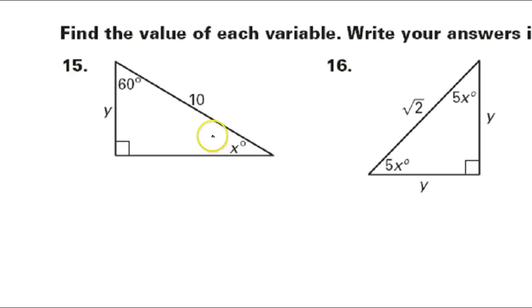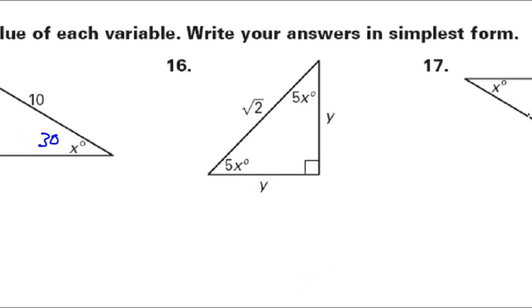Another 30, 60, 90 triangle. So that makes this would have to be 30. All right, x is 30, and I'm not sure what kind of symbol that is, but that's 30. The hypotenuse is 10. That means the short leg must be 5. Okay, so y is 5 and x is 30. Looking at number 16.